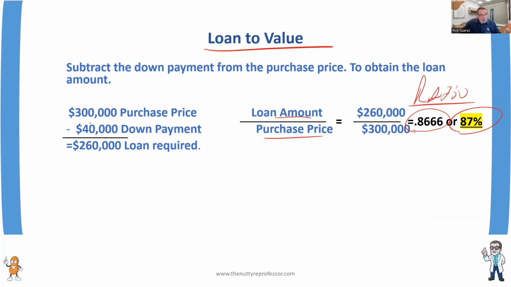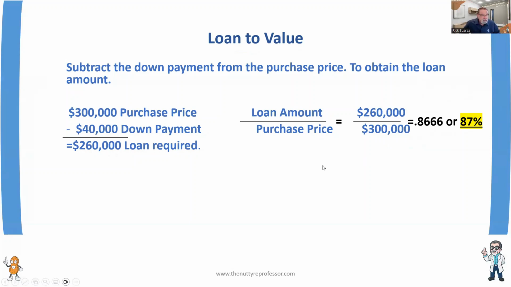So here is an example. Here's a $300,000 purchase price. The down payment is $40,000, so the loan amount is $260,000. You take 260 divided by 300, and here's the answer, 86.8666, and you just simply round it up to 87%, and that's it. That's going to be your answer.